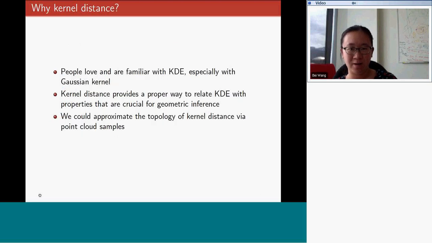The reason I want to emphasize why we care about all this construction is that people love and are familiar with the kernel density estimate. People play with Gaussian kernels all the time. We believe the kernel distance itself is a proper connection between the kernel density estimate and geometric inference.